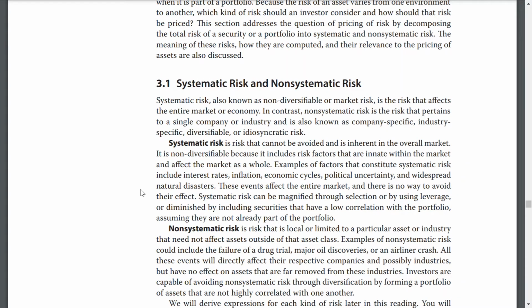Systematic risk, also known as non-diversifiable risk or market risk, is a risk that affects the entire market or economy. In contrast, non-systematic risk is risk that pertains to a single company or industry. It is also known as company-specific or industry-specific, diversifiable, or idiosyncratic risk.